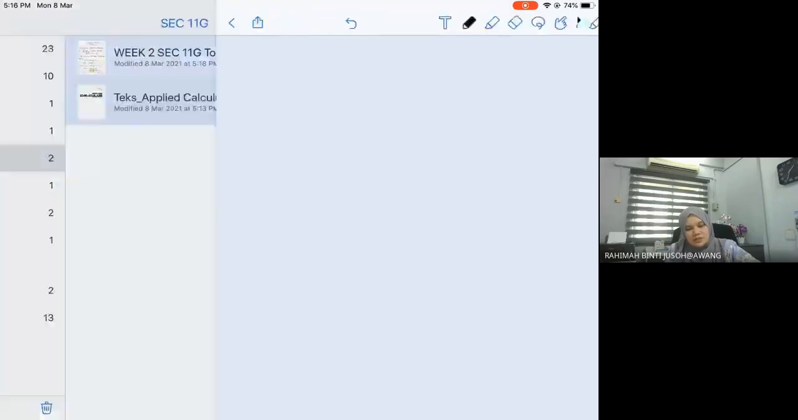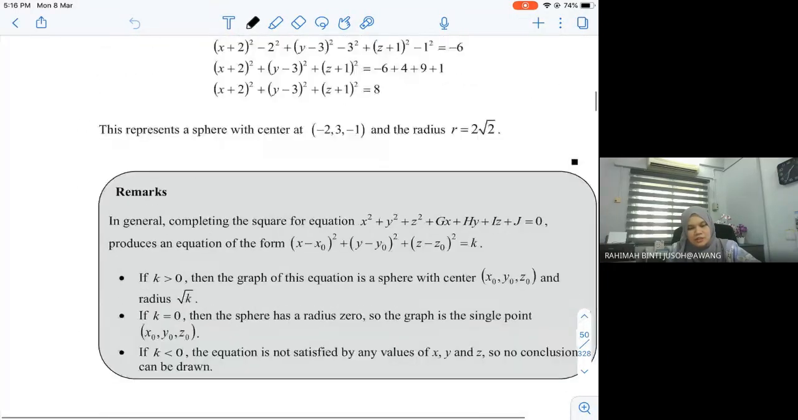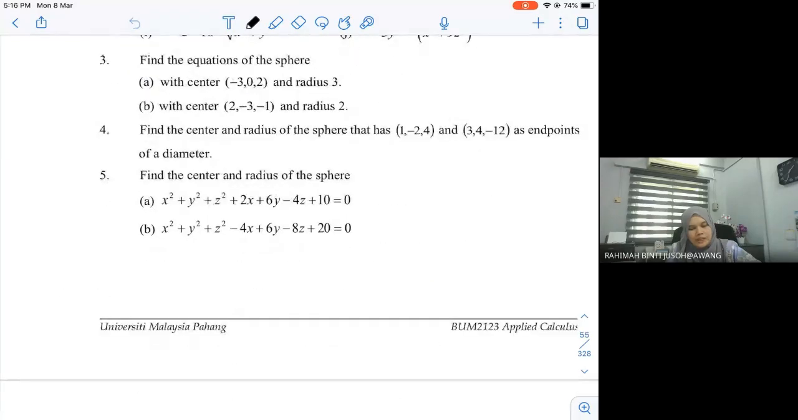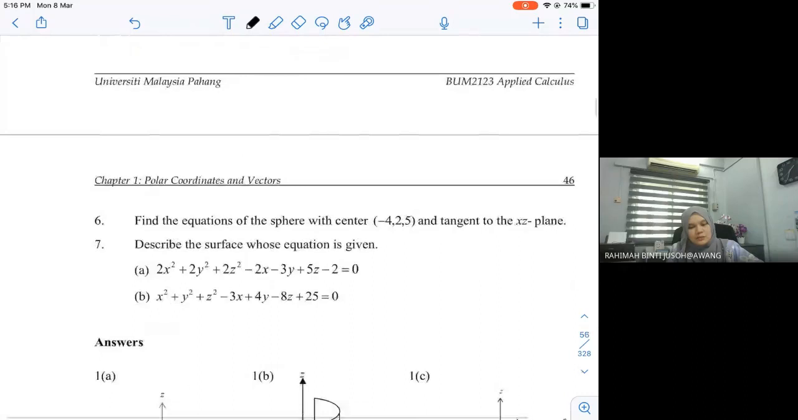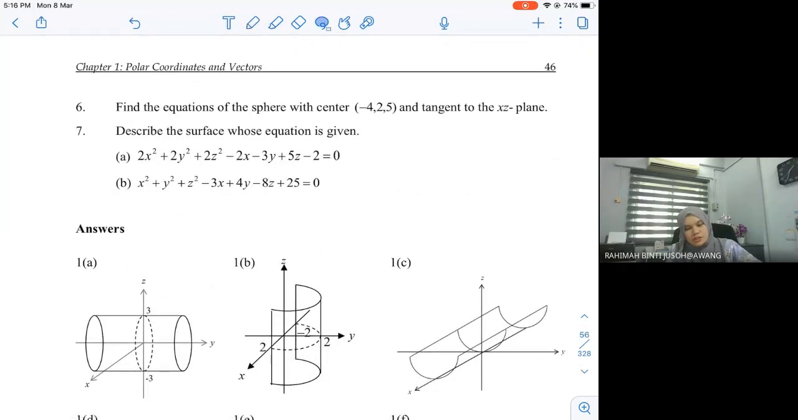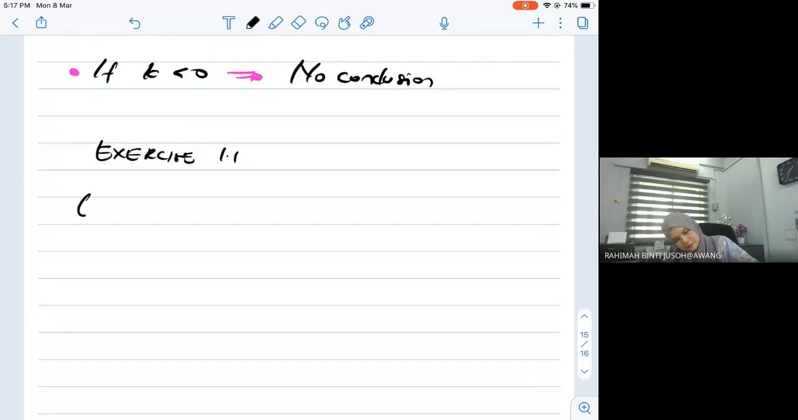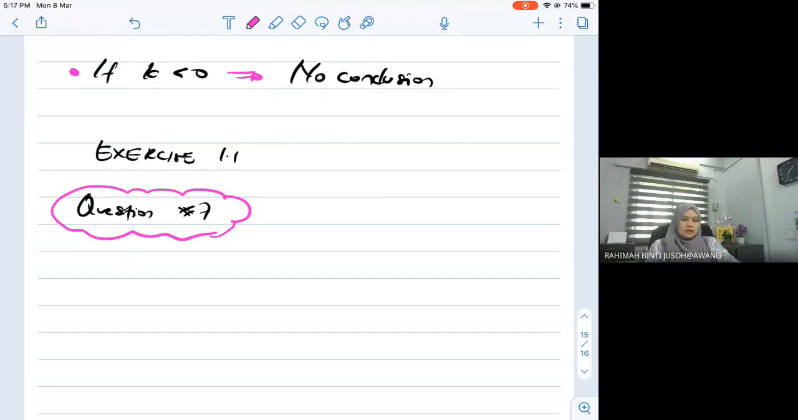Alright. So for this question, saya nak buat soalan exercise lah. Sekejap we go to exercise. Yang ni confirm lah, question number 5 ni kita dah tahu dah, dia siap-siap dia dah cakap dah center dengan radius. Of course lah, k dia positif. Okay, let's do question number 7. Exercise 1.1, question 7.